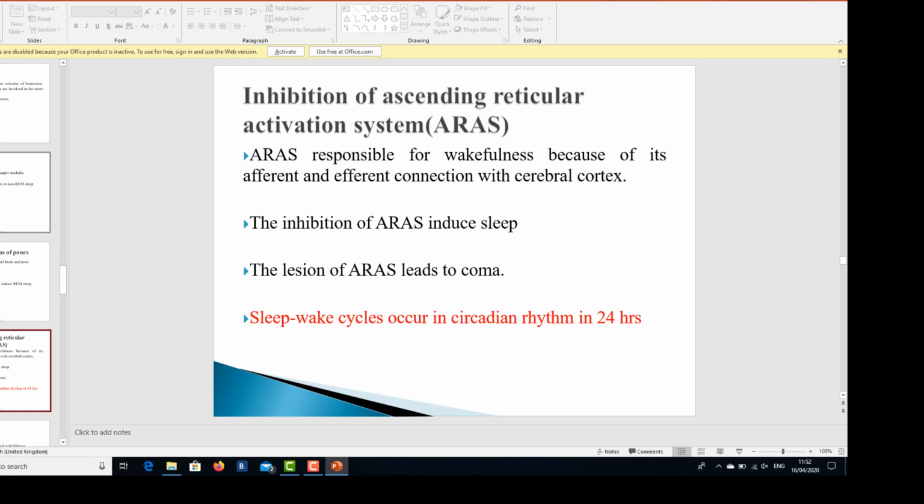Inhibition of ascending reticular activation system. The ascending reticular activation system is responsible for wakefulness because of its afferent and efferent connection with cerebral cortex. The inhibition of this ascending reticular activation center induces sleep, whereas the lesion leads to coma. Now, the sleep-wake cycles occur in circadian rhythm in 24 hours.